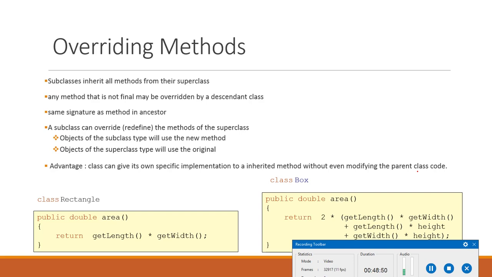So overriding is when the child class has the same method name with the same signature as in the parent class, then the parent class method is said to be overridden by the child class. Overridden methods have the same signature as the method in the ancestor. A subclass can redefine the method of the superclass. An object of the subclass type will use the new method, and an object of the superclass type will use the original method. So the advantage is that a class can be given its own specific implementation of an inherited method without even modifying the parent class.